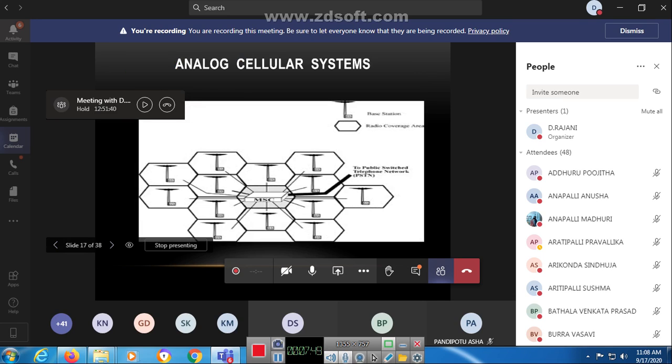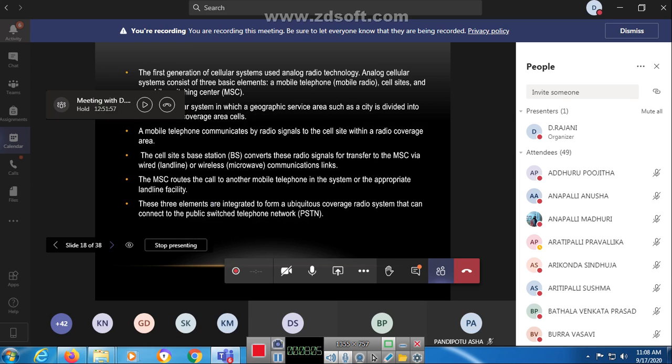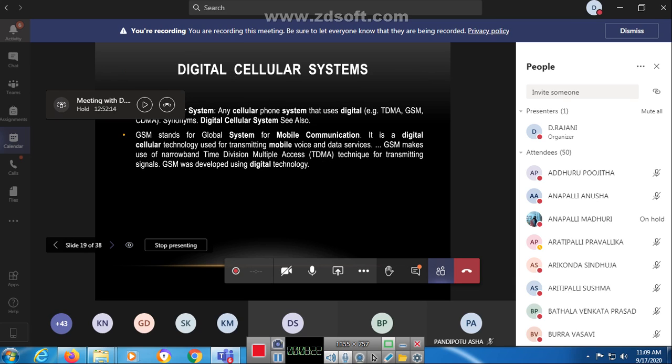Likewise here, the base station is the cell site, which converts into the radio coverage area signals, then it goes to the mobile switching center, and then we can transmit or receive the signals. Likewise the procedure goes on. Next, the mobile switching center is again connected to the appropriate base station for the coverage area. If it is the cell or landline, there is also the same procedure. So these three are important terms in the analog cellular system.